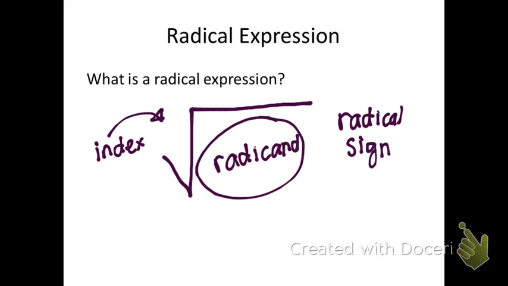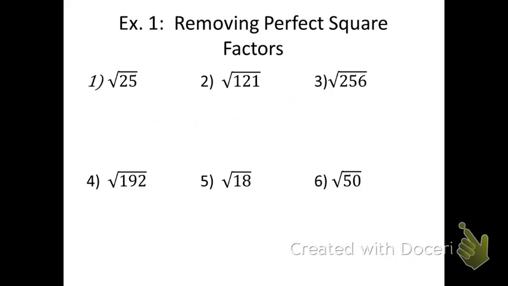Continuing on here. So, removing perfect square factors. We'll look at number 1 first, number 2, 3, 4, 5, and 6. Number 1, we know that the square root of 25 is 5. But why is it 5? The reason why is that we have to first look at this number and find its index. We know that the index is 2. So what that means is that we need 2 of the same number to be multiplied with itself to be able to come out of the radical.